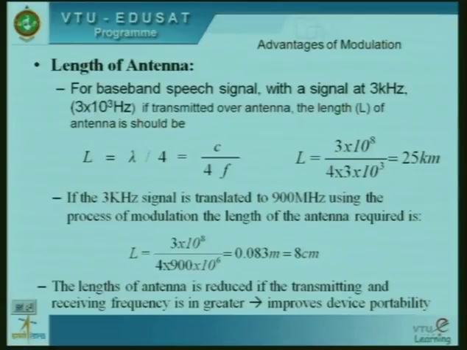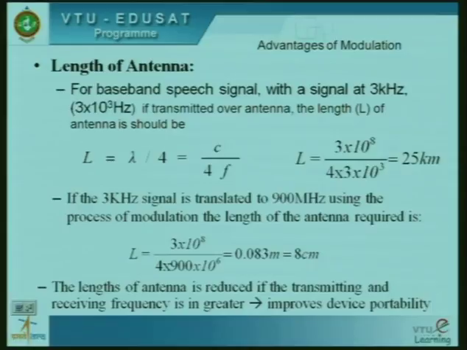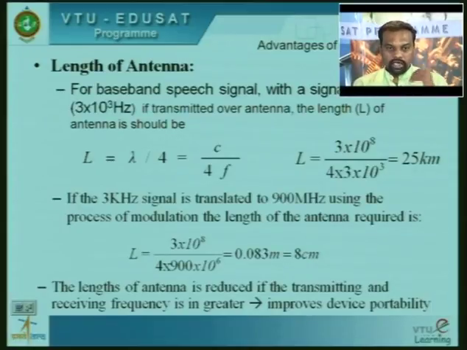If you translate this frequency from 3 kilohertz to 900 megahertz, I have just done a simple calculation over there, and you find that once the signal is translated from 3 kilohertz to 900 megahertz, as the frequency keeps increasing, the length of the antenna reduces. So, you need an antenna of 8 centimeters. That is practically possible because it is very small in size. With an antenna of 8 centimeters, it is definitely possible to carry your mobile phone in your pocket. So, if you translate a frequency of 3 kilohertz to 900 megahertz, the length of the antenna required to transmit as well as to receive the data is reduced. That is the advantage of modulation. So, let us summarize. The length of the antenna is reduced if the transmitting and receiving frequency is greater. This improves device portability. That is one of the significant advantages of performing modulation.